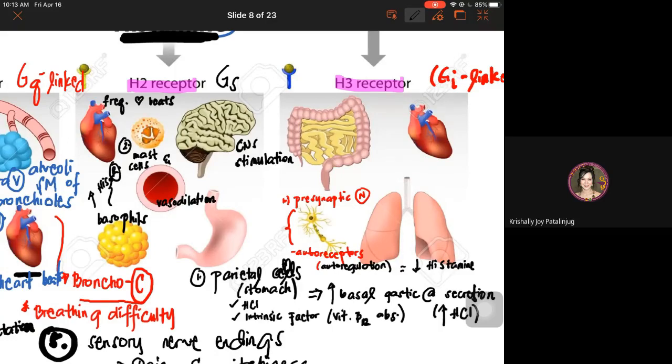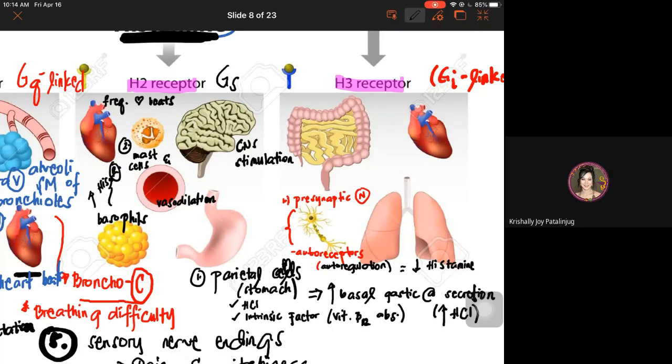So since we're talking about H3, the histamine 3 receptor found on the presynaptic neuron, there is inhibition of further release of histamine. So the end result is lower levels of histamine available for action. Again, the H3 receptor is most dominantly found in the presynaptic neuron.